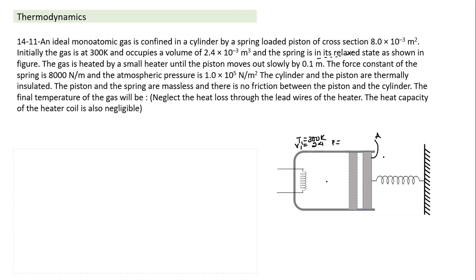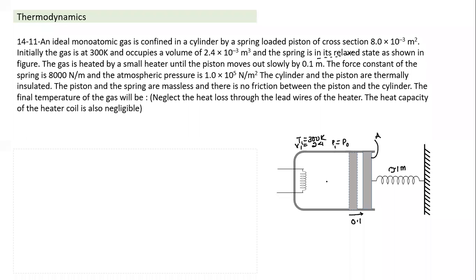Unless we put extra weight on the piston or apply extra force on the piston, the outside pressure and inner pressure will be equal if the piston is free to move. So initial pressure also is equal to P naught. And the gas is heated by a small heater until the piston moves out slowly by 0.1 meter. So after heating, it moves out by a distance of 0.1 meter, and the spring also gets compressed by 0.1 meter.